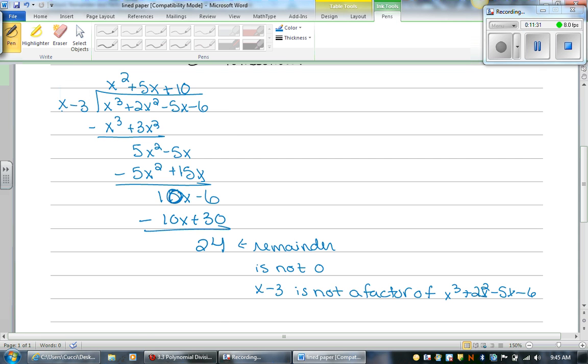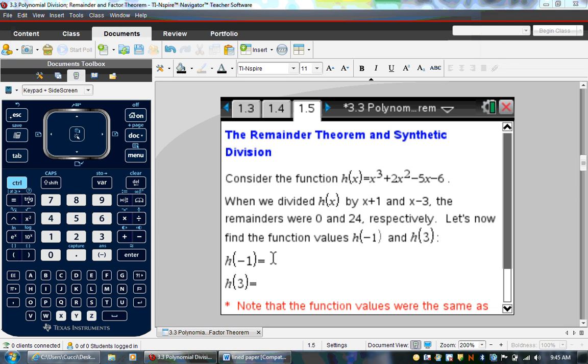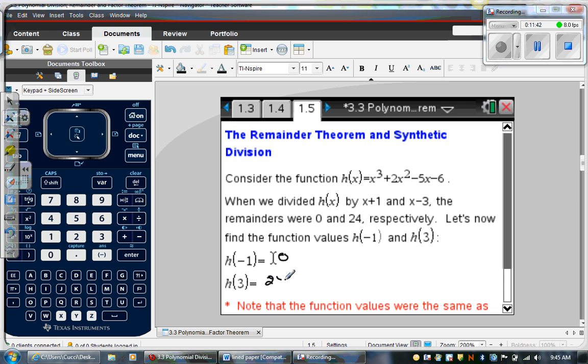Okay, so again, remainder theorem says that if I find that function value and it equals the same as your remainder, then we're okay, we're spot on.